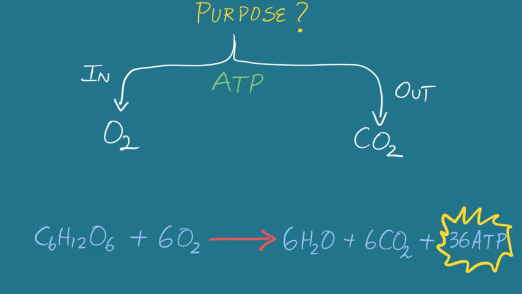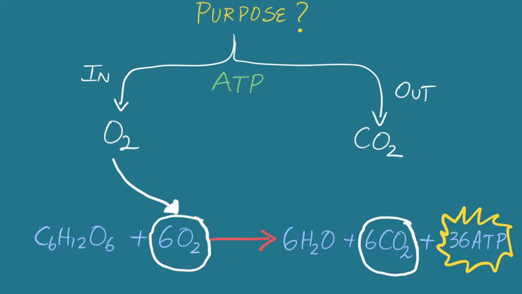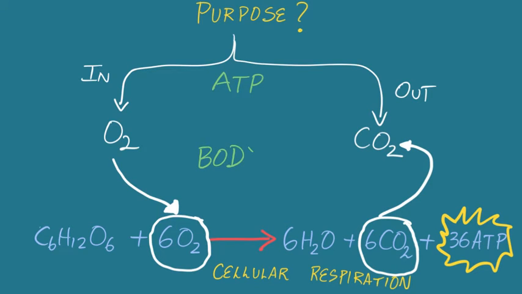ATP is made by the breakdown of glucose in the presence of oxygen, which results in carbon dioxide, water, and 36 ATP. This oxygen must be delivered to the body cells where cellular respiration takes place, and the carbon dioxide, which is a toxic byproduct, must be removed from the body cells so that we may breathe it out. So we call this process cellular respiration, and it takes place in our body cells.